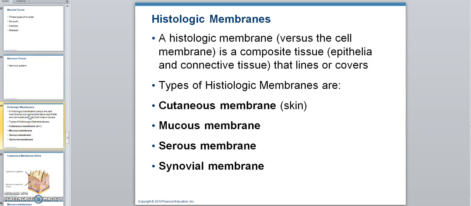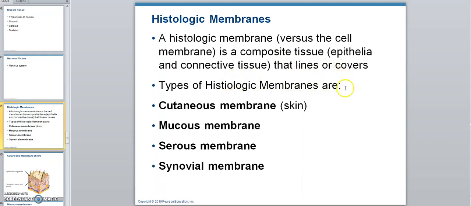Now we're going to the histologic membranes. Now, membrane is a soft surface, soft layer. Membranes don't even have to be in science. They could be in oil and so forth, gas. Now, remember we had this called a cell membrane or plasma membrane. That's a membrane in cytology. A histology membrane is different. A histology membrane lines or covers.